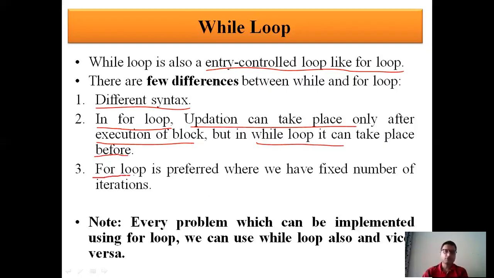Where we generally use for loop, when we already know the exact number of iterations we are having in a particular problem. If we are not sure of how many iterations are there, then generally we go for while loop. If we already know the number of iterations, then we generally go for for loop. Now this is the point I was talking about. If you can implement a problem using for loop, you can always use while loop. So it is totally up to you.